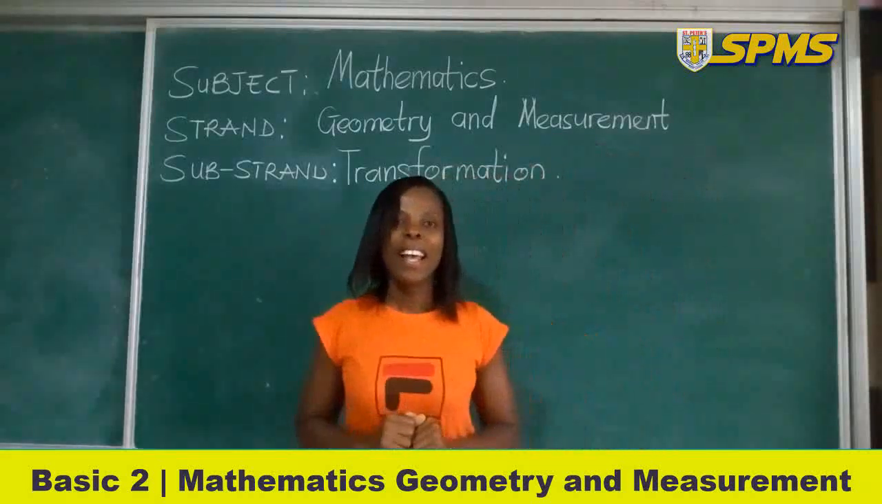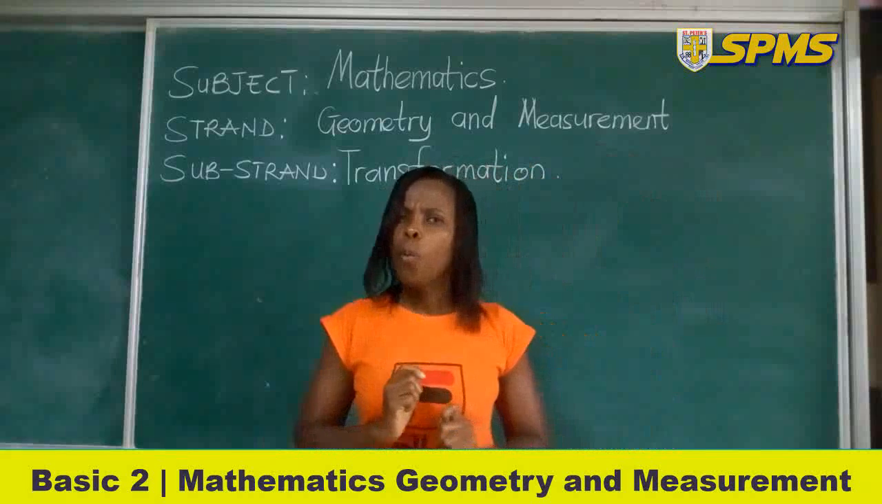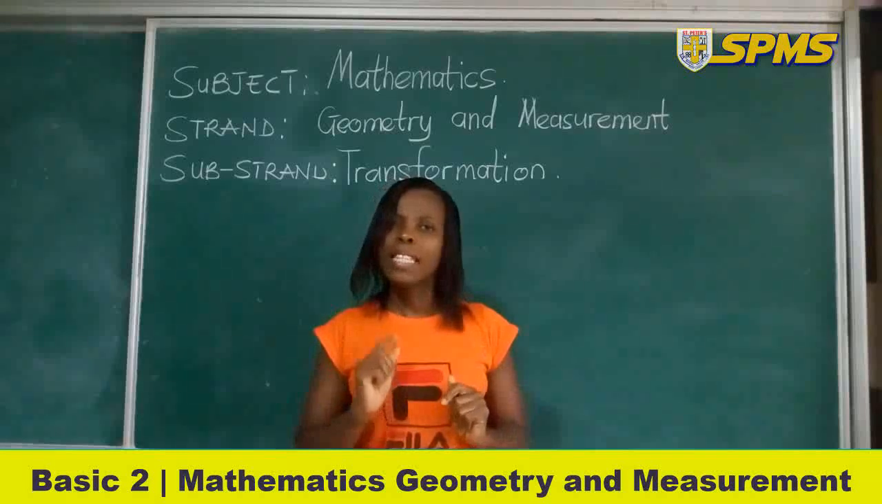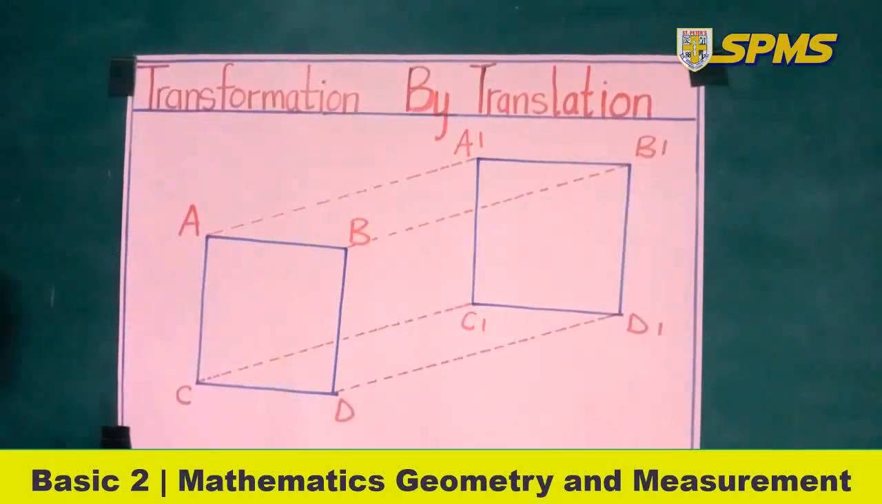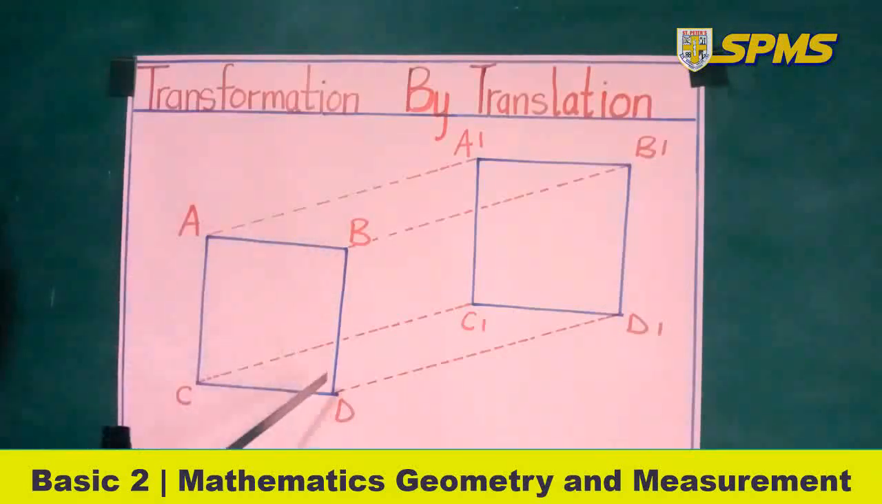Now today, let's identify certain features that you need to take note of when you are transforming any object. Let's take a look at translation. Let's look at the features of this type of transformation. Look at the object very carefully. What do you see? You see a square with how many points? 4 points. A, B, C, D.